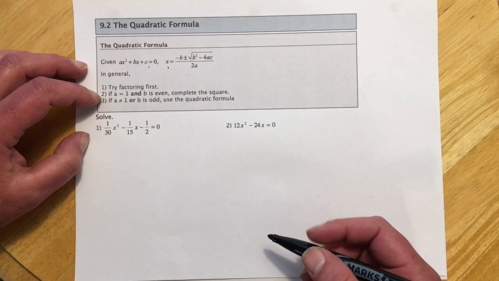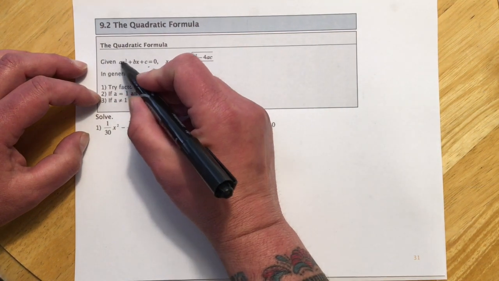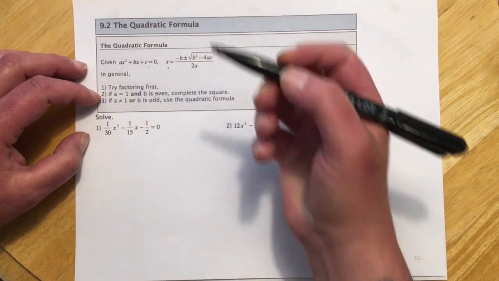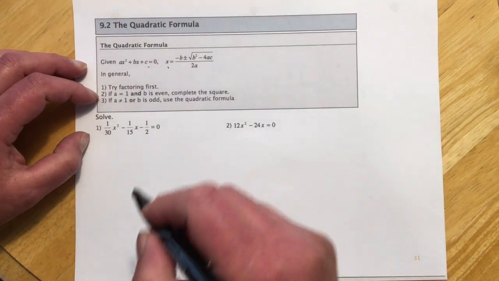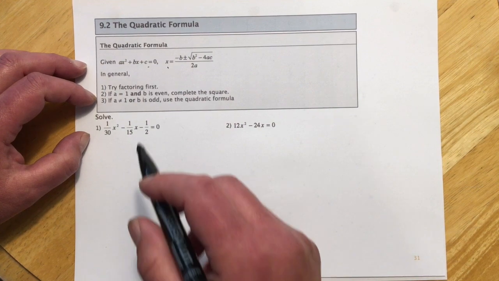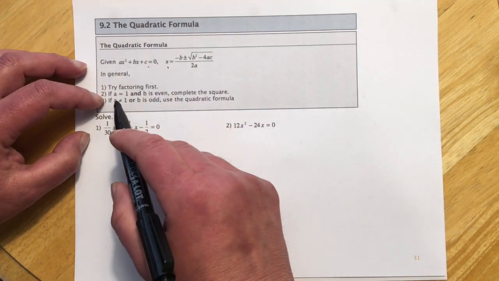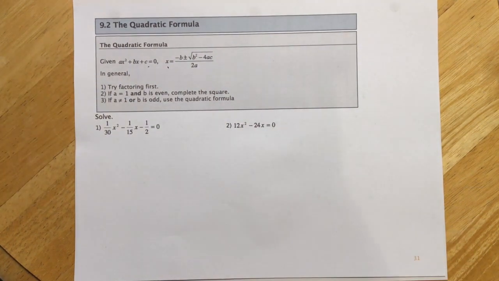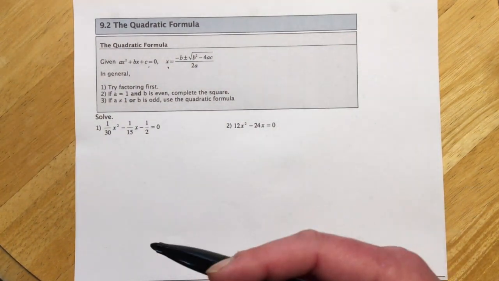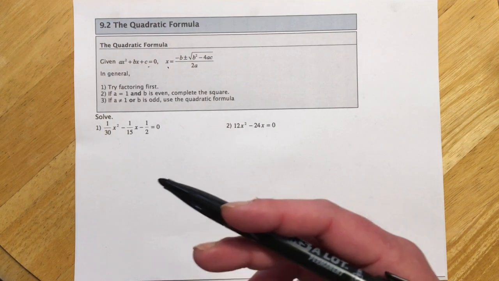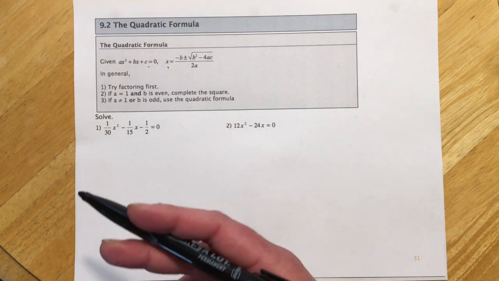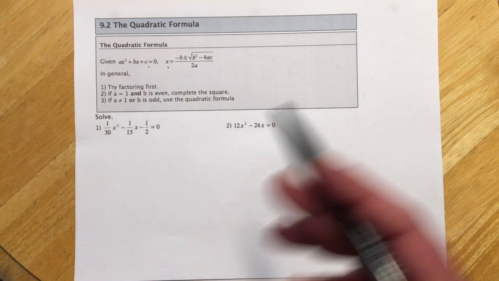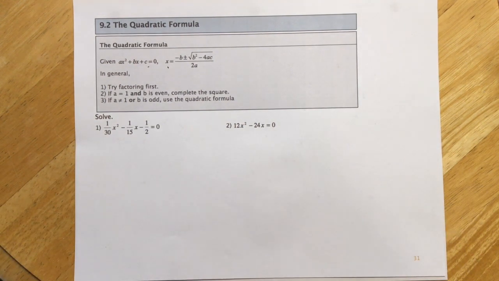If a is 1 and b is even, so if the first term is just a plain x squared and the x term has an even coefficient, it will be easier math if you complete the square. And then if either of those two things fail, so if a isn't 1 or b is odd, then go with the quadratic formula. You don't have to follow those rules, and they're not even rules, they're just suggestions. But I found that that's what will get you the easiest math, if you're equally good at all three methods of solving.